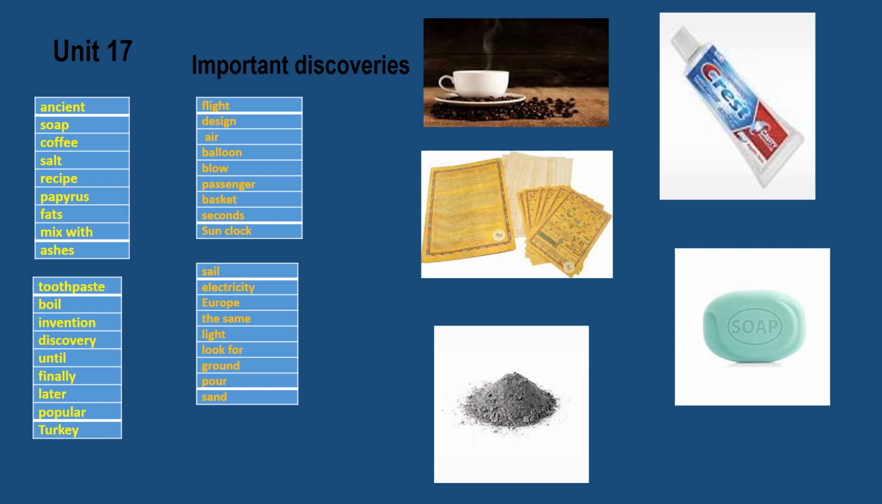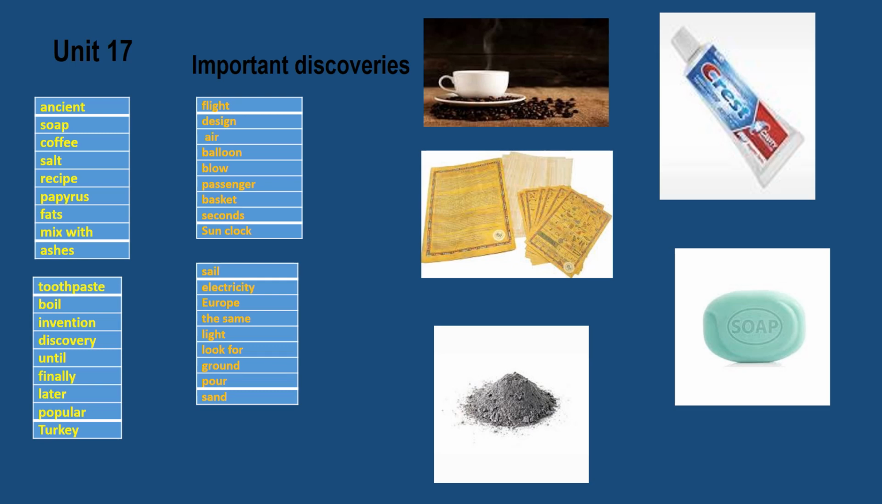Let's start Unit 17, Important Discoveries. We said before that the word discovery means to find something that nobody found before. We have the word ancient, meaning very old. Soap, that we use to clean our hands and keep them clean. Coffee, salt. Recipe: how to cook something. Papyrus, as you can see in front of you, a kind of paper made from plants.